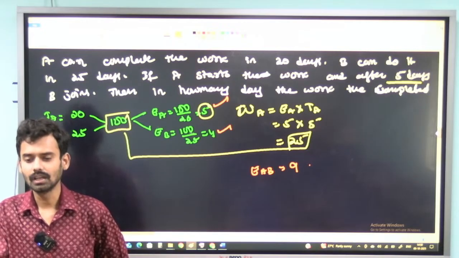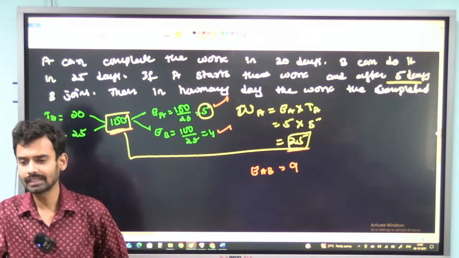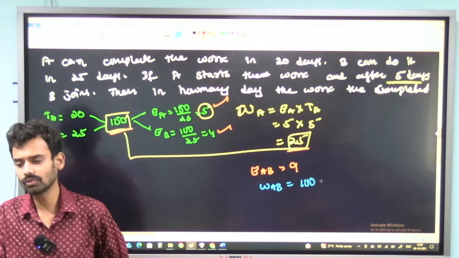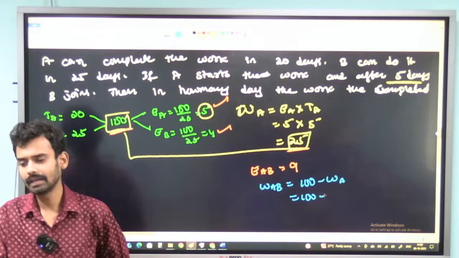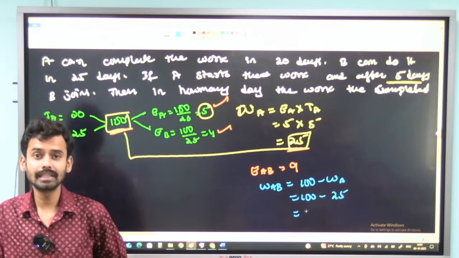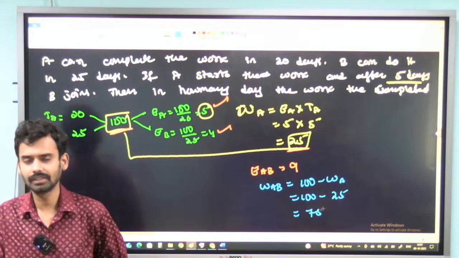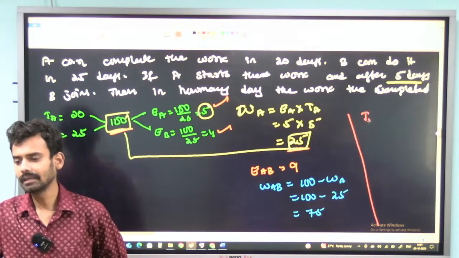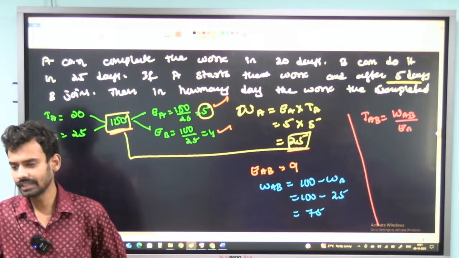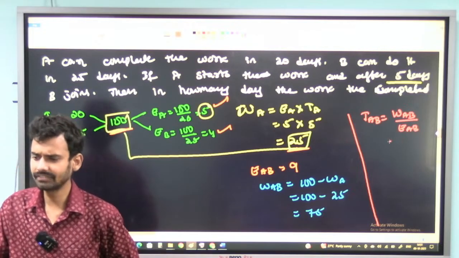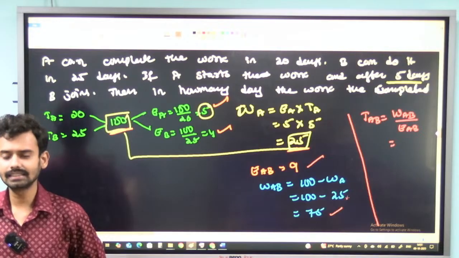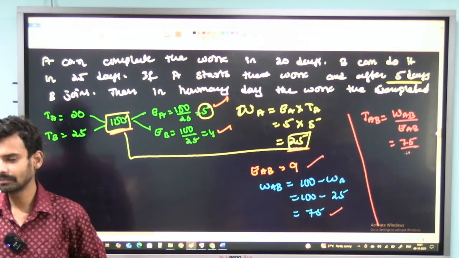Now what is the remaining work? Out of 100 units, 25 units of work is completed. So the remaining work, which is the work done by A and B together, is 75, which is 100 minus the work done by A, so it is 100 minus 25. So the work that is to be done by A and B together is the remaining work, which is 75 units. Now I need to consider the time taken by A and B together. Time taken by A and B together is work done by A and B together divided by efficiency of A and B together. The efficiency of A and B together is 9 units and the work done by A and B together is 75. So it will be 75 divided by 9.